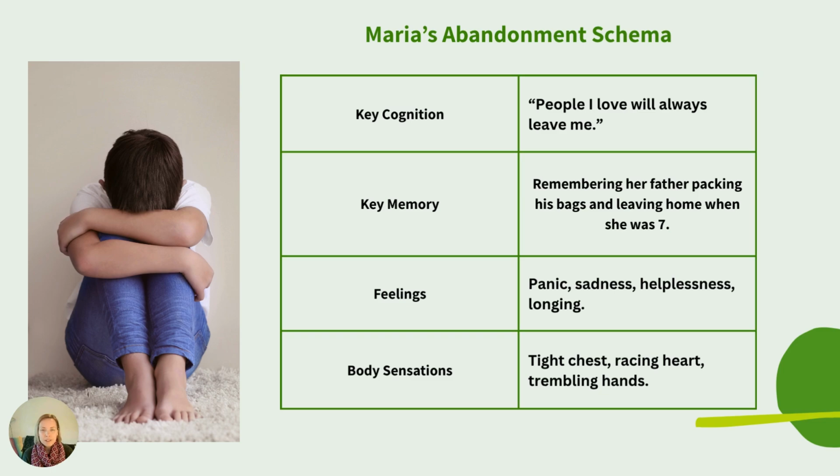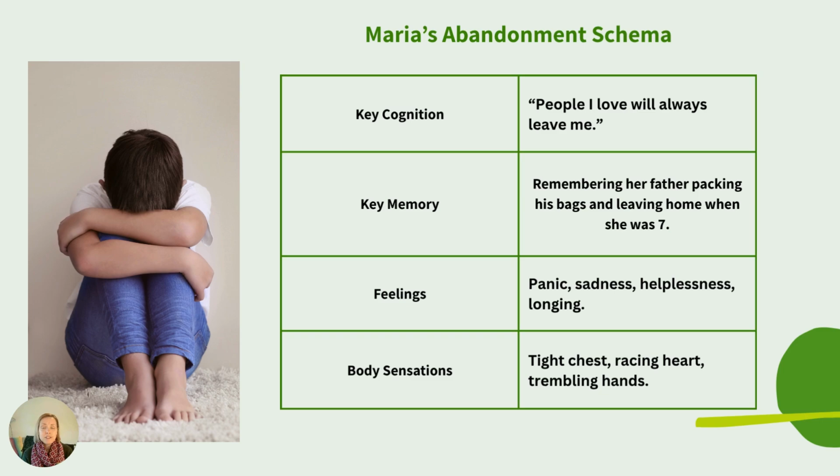The key cognition that often comes up for Maria when her abandonment schema is triggered is: people I love will always leave me. A key memory for her, one of the memories that links into this schema developing, is remembering her father packing his bags and leaving the family home when she was 7. And so sometimes schemas develop from some very big T traumas, for example, family breakdown, father leaving, or can develop from little T traumas, so repeated smaller events that happen over time.